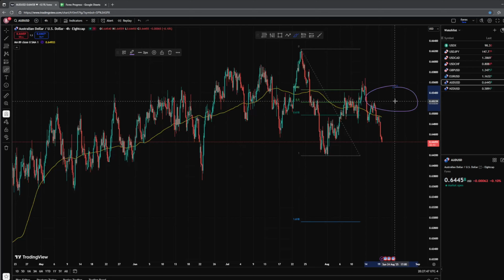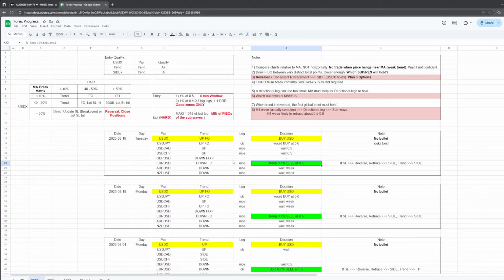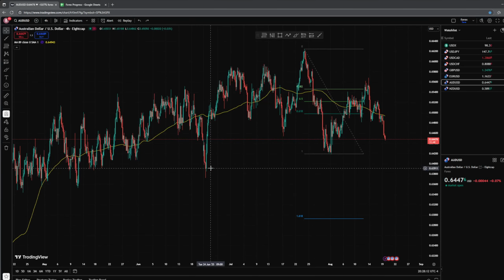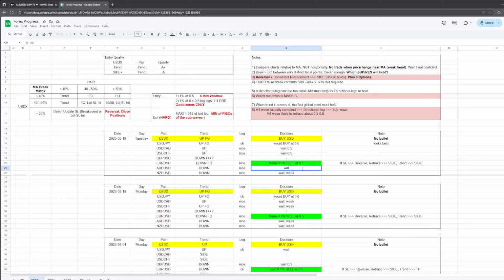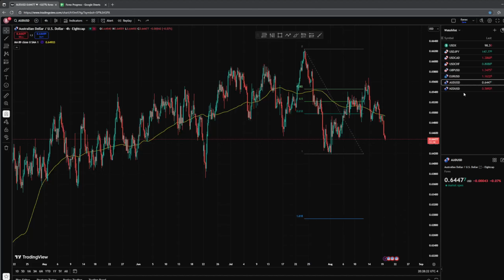So the train has already started moving. If you're trying to sell Aussie right now, it's too late, guys. The market is here, which is not a good zone to trade. Let it wait until at least the 50% retracement up here, then sell Aussie. Okay, until that, wait. Okay, let's write it down. Aussie trend is down, leg size is nice, and our decision is to wait for the 50% retracement.